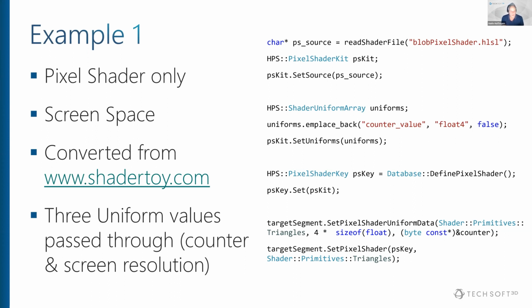And that shader uses three uniforms that are passed into it. One is simply a counter, because something is moving on the screen, so it needs something to update. And then it also passes the screen resolution into the shader directly using the uniforms. So I'm going to switch now to Visual Studio.